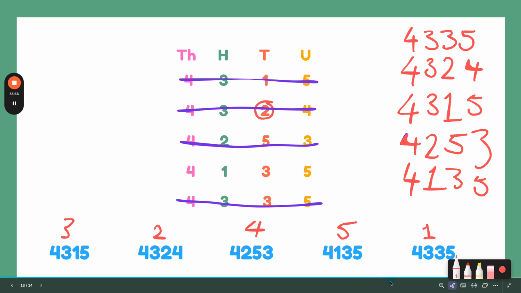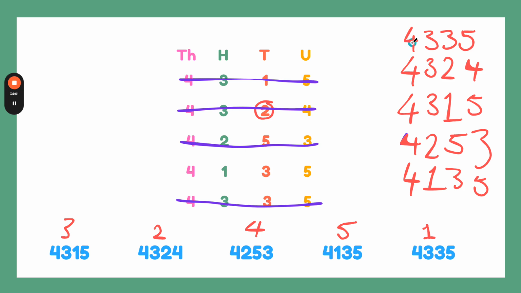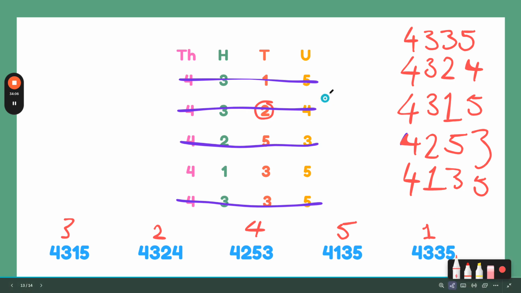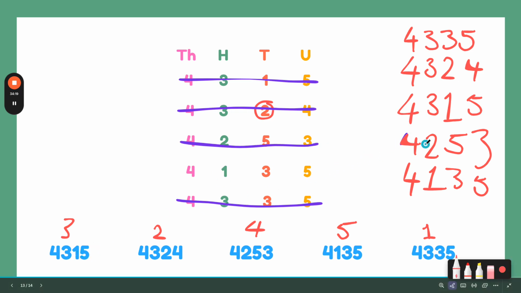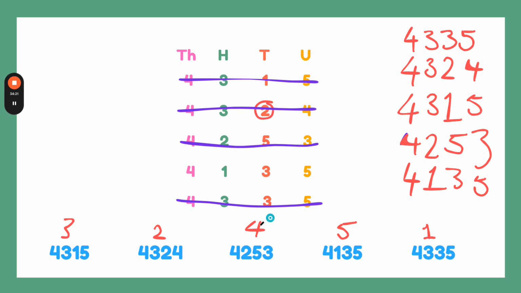So in order from largest to smallest, our first number is 4,335, number 1, 4,324, number 2, 4,315, number 3, 4,253, number 4, and then our last number, or our smallest, is 4,135, which is in 5th position.